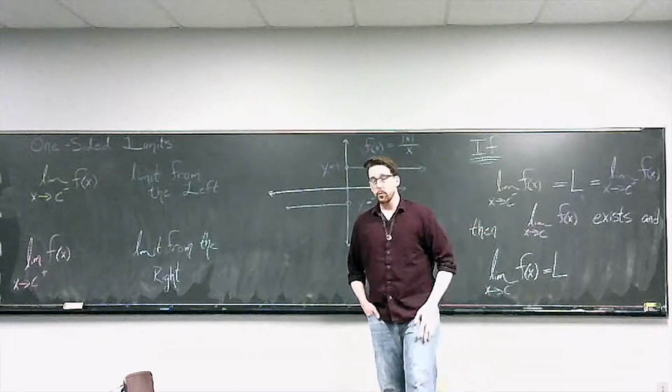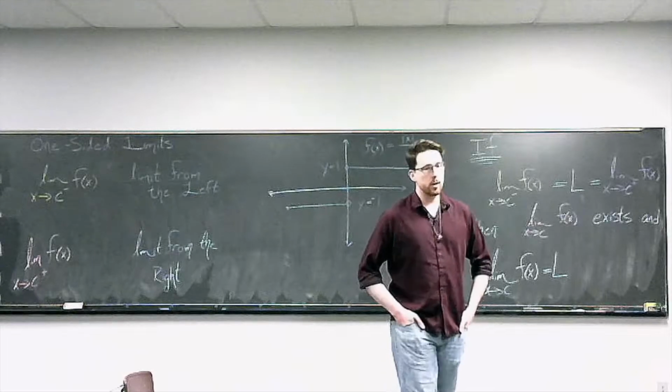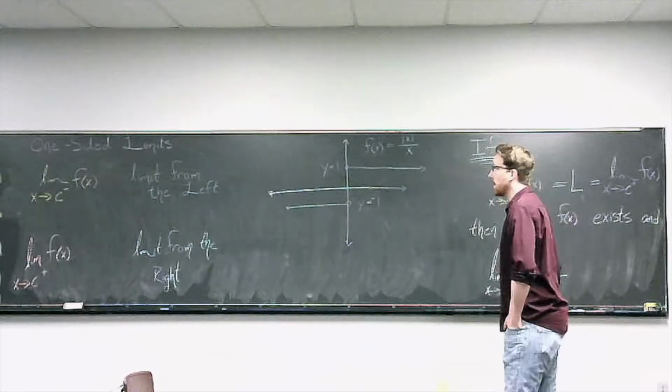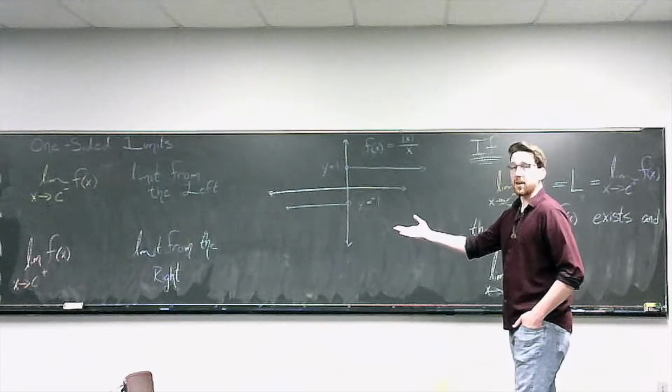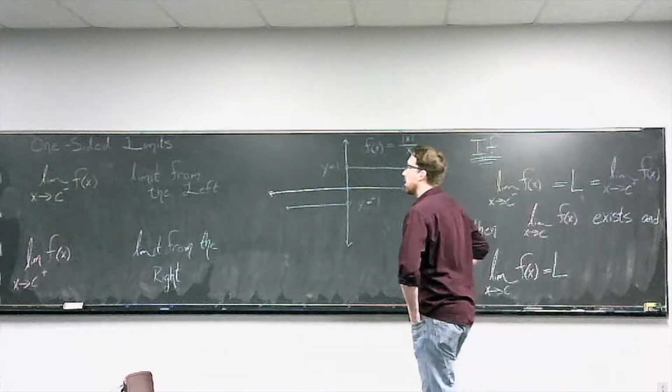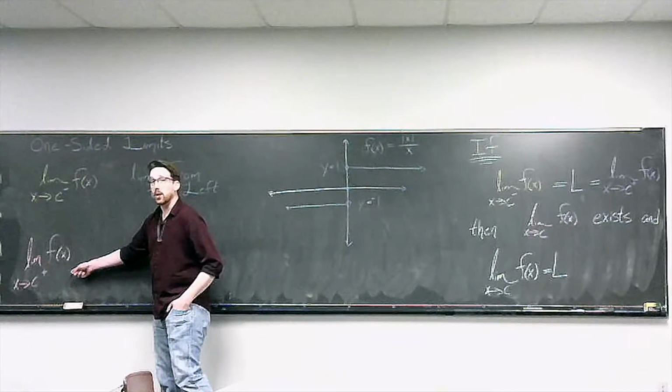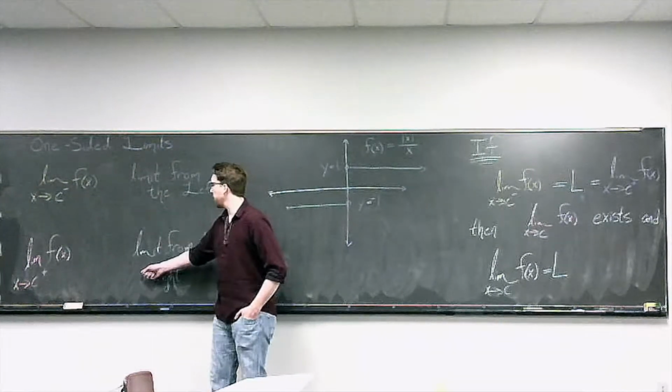What's up, everybody? Welcome to the fourth lecture. This will be over the second part of section 1.6. It's going to be talking about this idea of the one-sided limit. One-sided limits take two different forms, a limit from the left and a limit from the right.